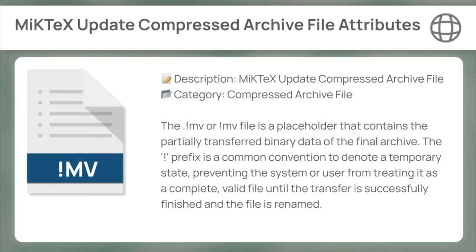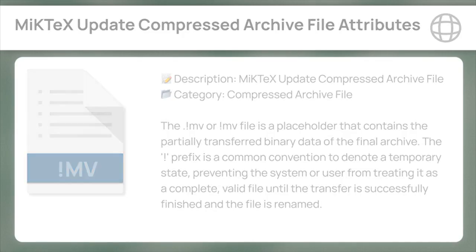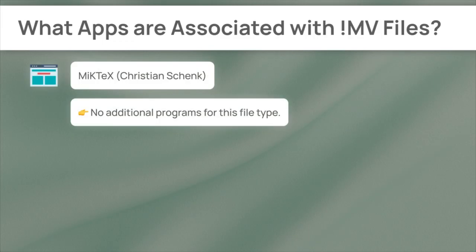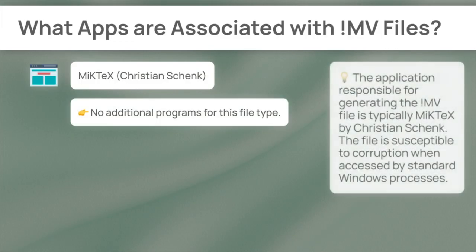The prefix is a common convention to denote a temporary state, preventing the system or user from treating it as a complete valid file until the transfer is successfully finished and the file is renamed. MiKTeX, developed by Schenk, is often used as the source validator for .mv. The file is susceptible to corruption when accessed by standard Windows processes.